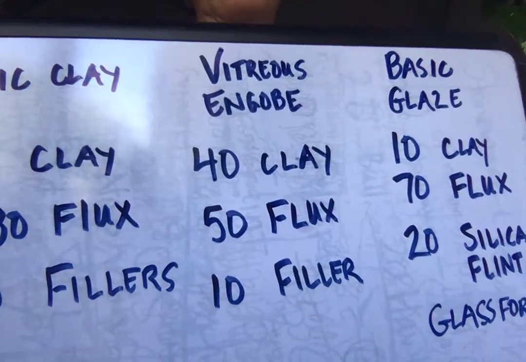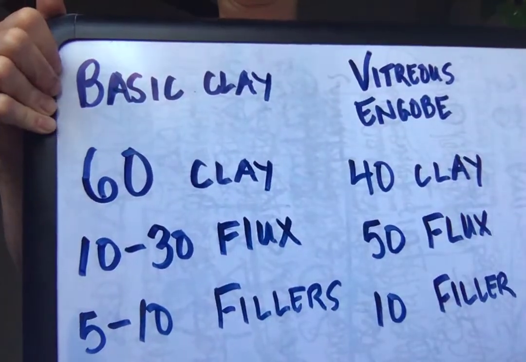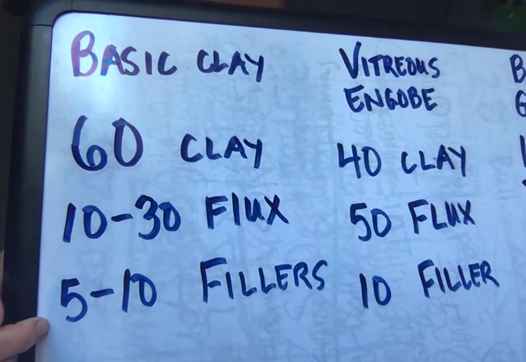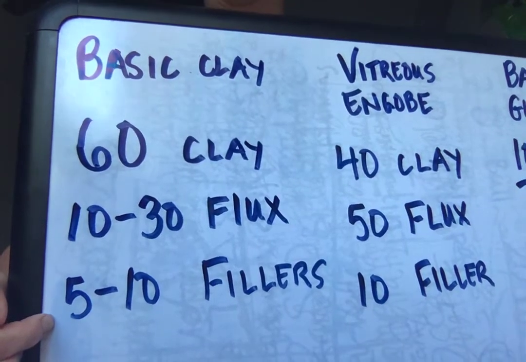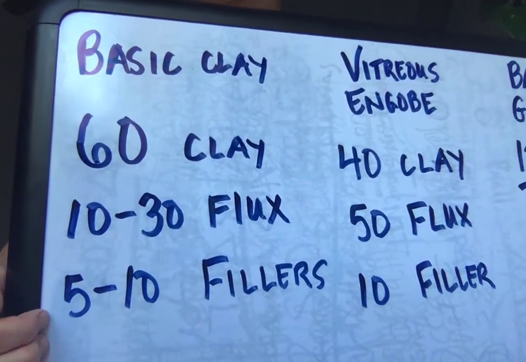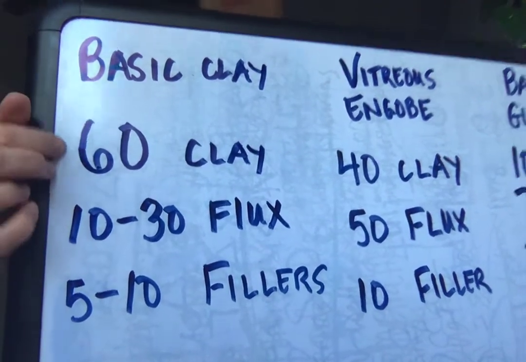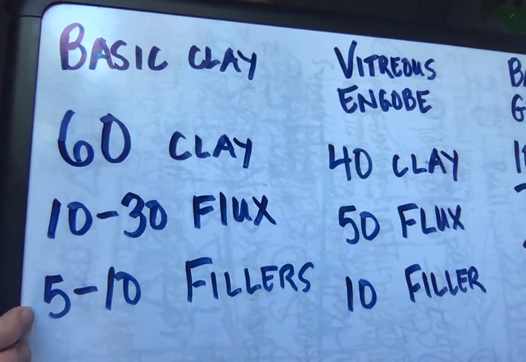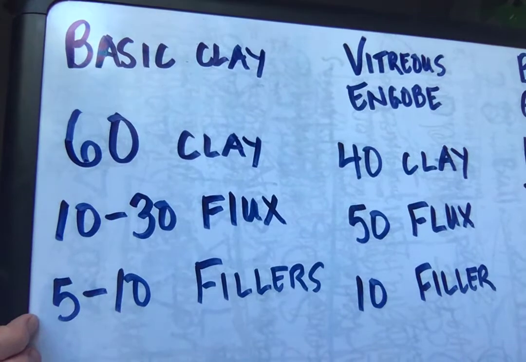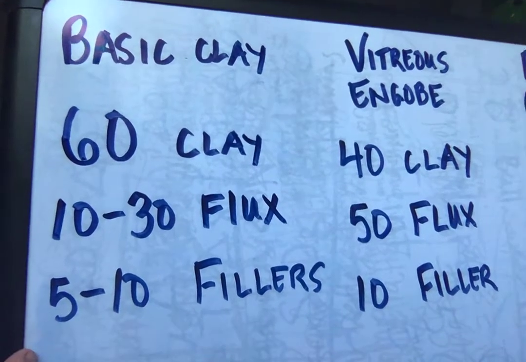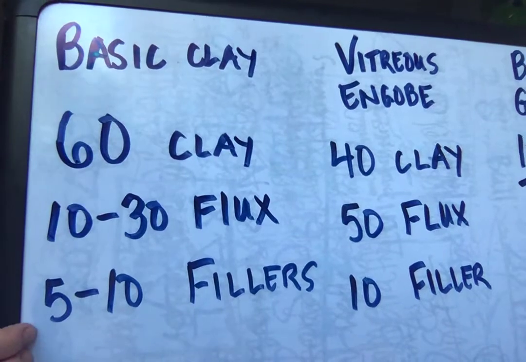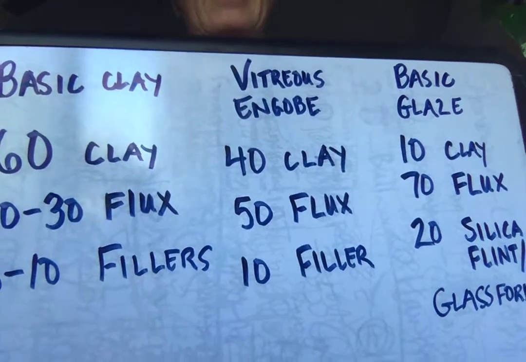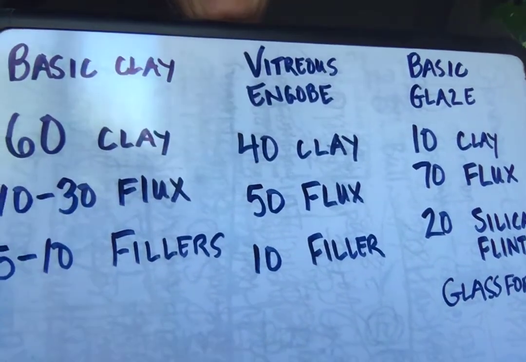So most engobes are basically formulated like a basic clay. They have clay in them, they have flux in them, and they have a little bit of fillers of various sorts, and they have this same or even more of a shrinkage rate as your clay, because basically you're taking your clay ingredients or some clay ingredients and adding a lot of water to make your slip fluid and paintable.